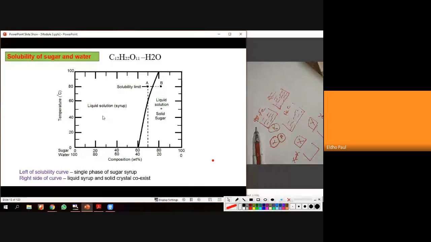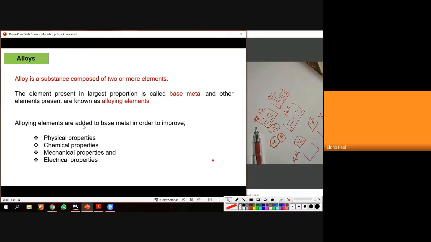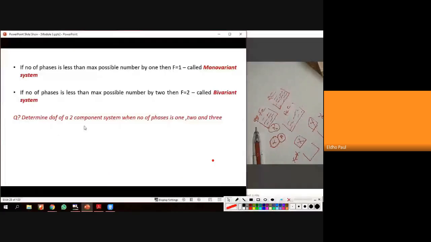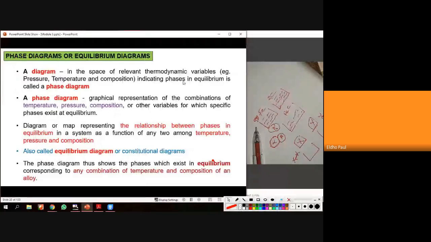Here in this region, we can see a particular phase. Here in this region, we can see another phase. So this is the diagram for temperature versus composition. Similarly, we have another thermodynamic variable, which is pressure. So we have 3 thermodynamic variables: pressure, temperature, and composition. Based on these 3 thermodynamic variables, we can draw a phase diagram, which indicates the phases in equilibrium.